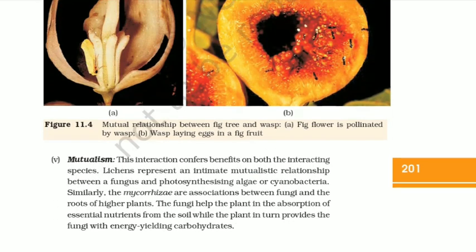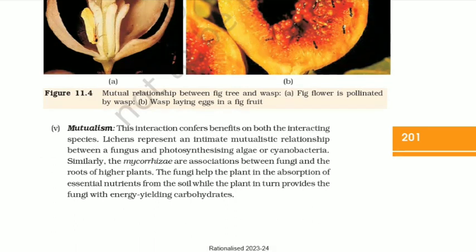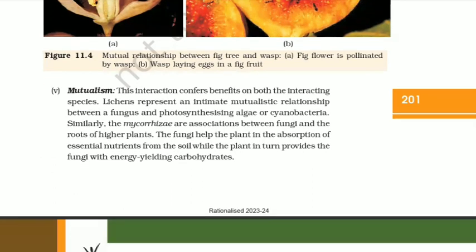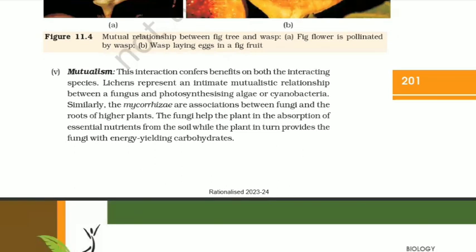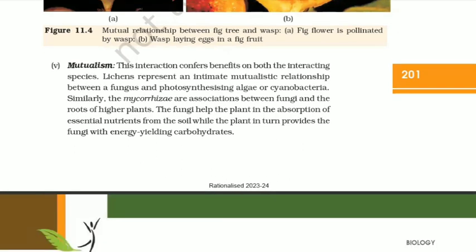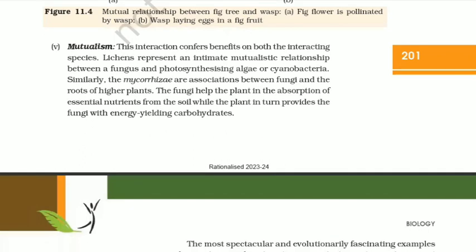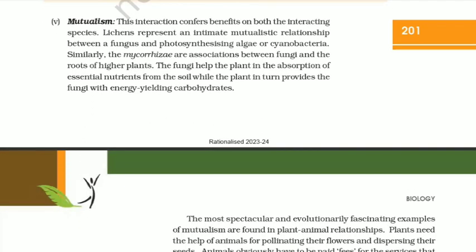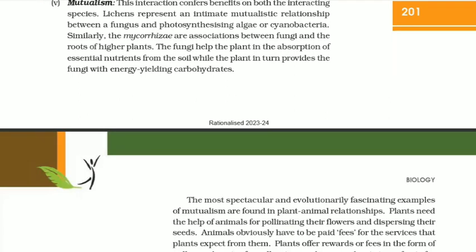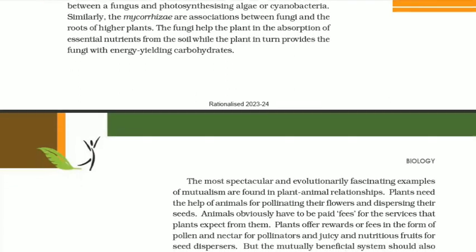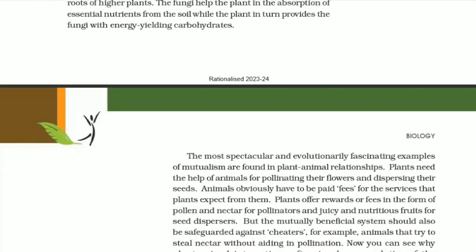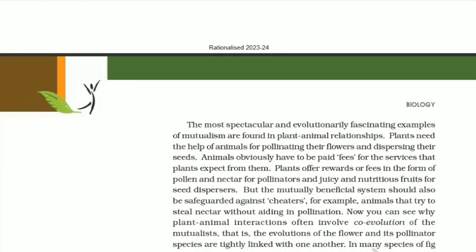Number 5, mutualism. This interaction confers benefits on both the interacting species. Lichens represent an intimate mutualistic relationship between a fungus and photosynthesizing algae or cyanobacteria. Similarly, the mycorrhizae are associations between fungi and the roots of higher plants. The fungi help the plant in the absorption of essential nutrients from the soil, while the plant in turn provides the fungi with energy-yielding carbohydrates.